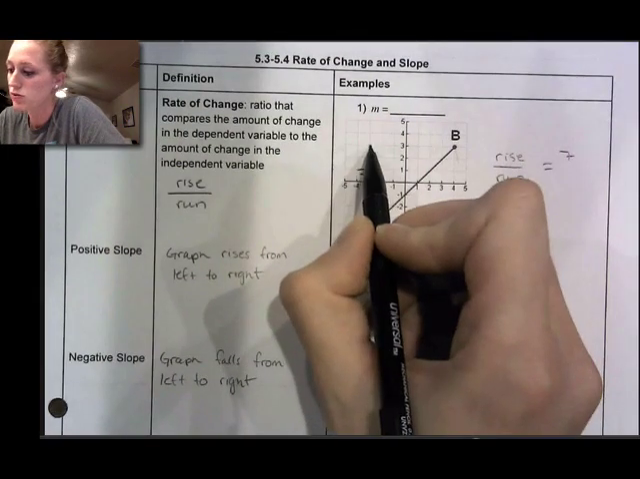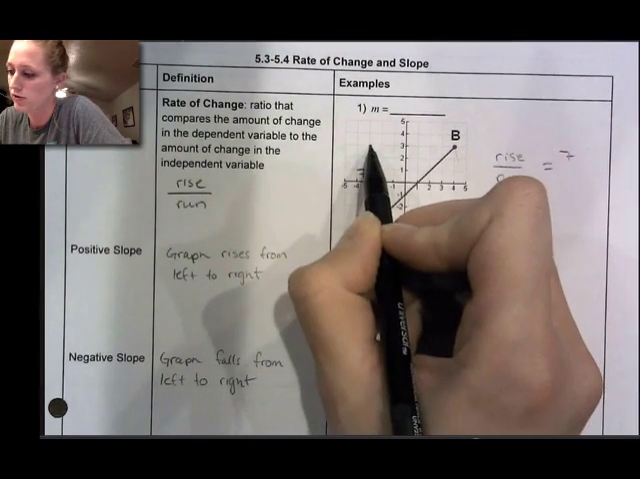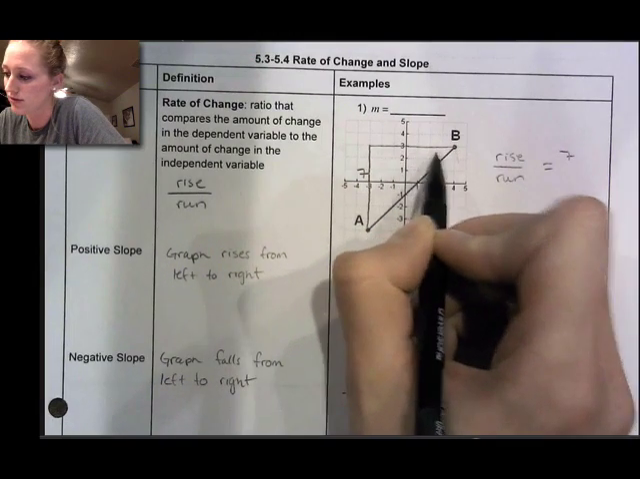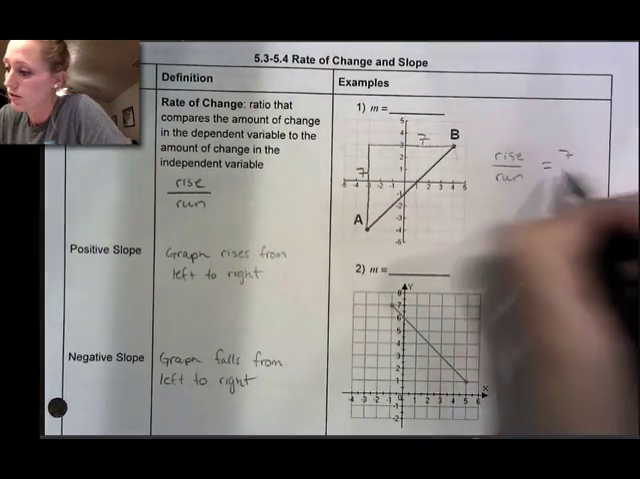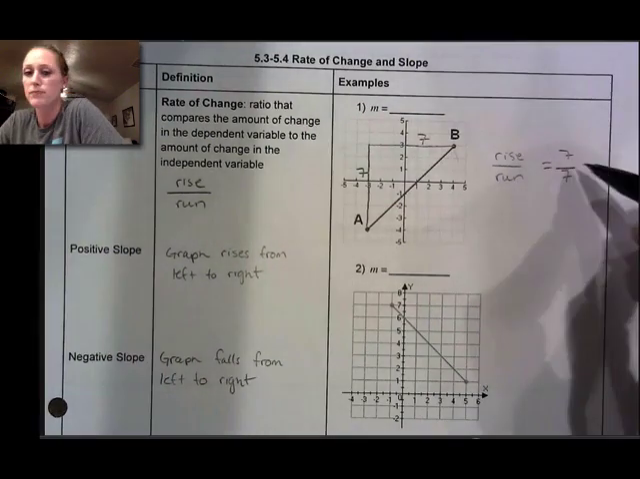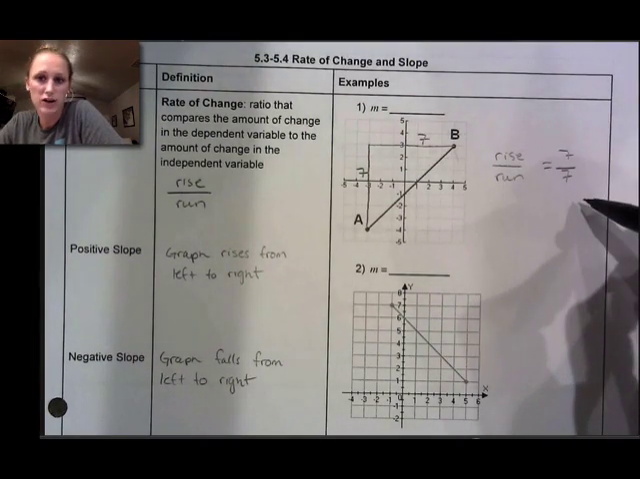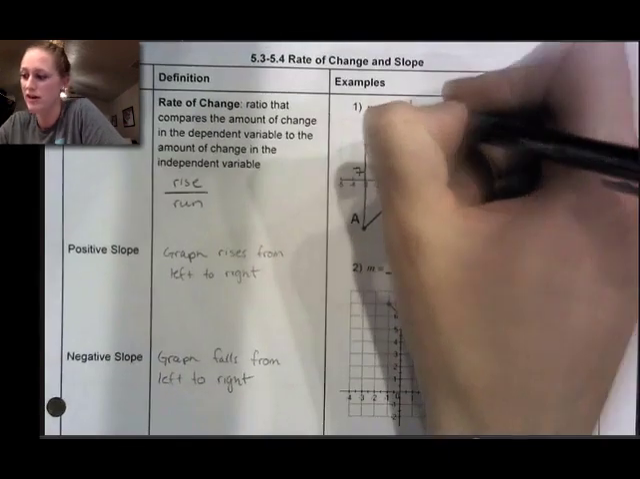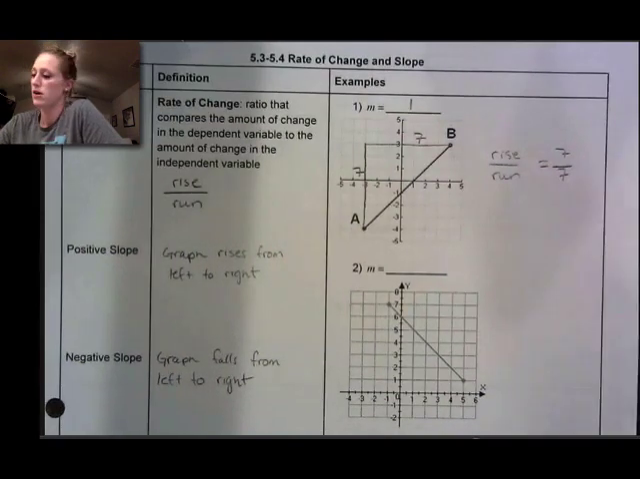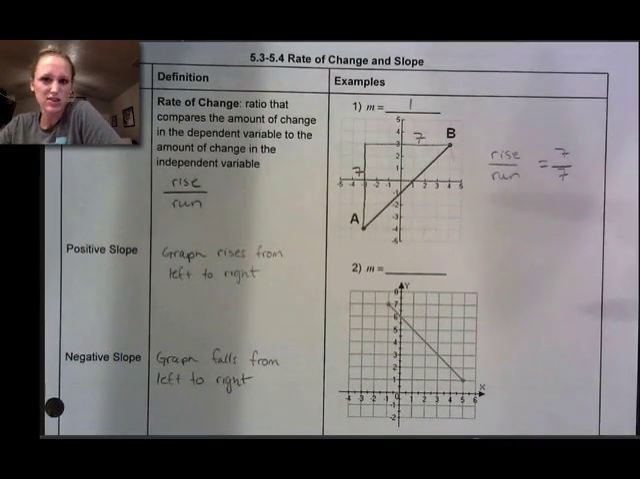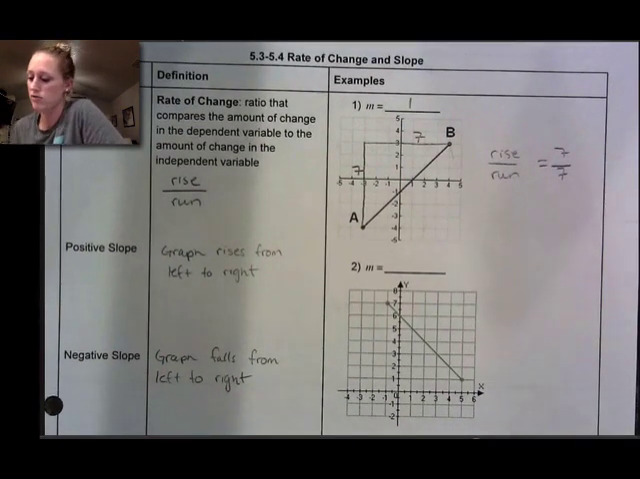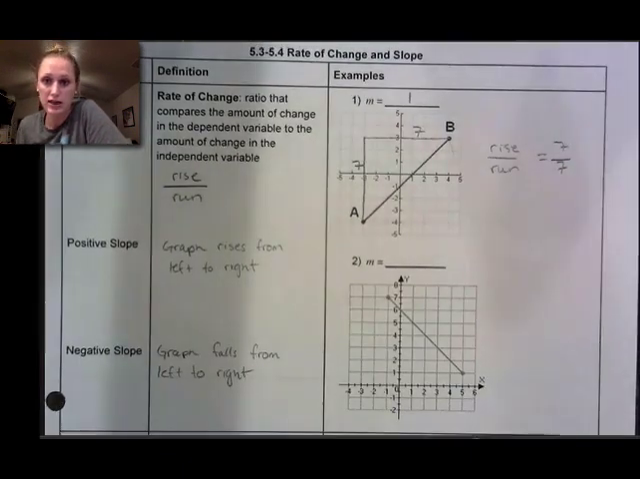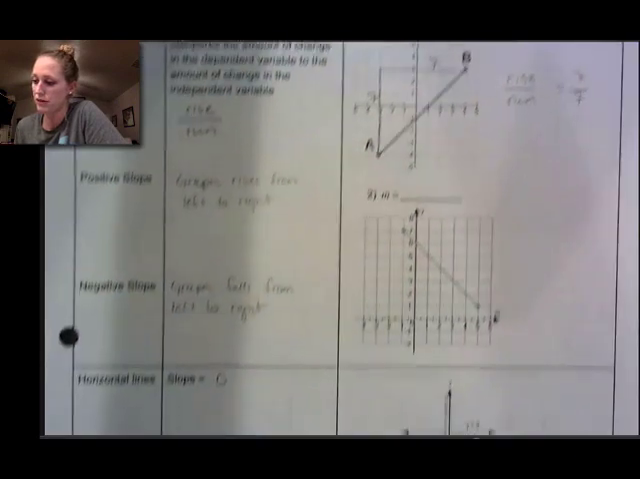Okay, so now I want to do the run, the horizontal change. So now I'm going to count how many spaces over to get to B. So I have to go 1, 2, 3, 4, 5, 6, 7. So my run is also 7. Now with slope, if we can reduce the fraction, we'll do that. So 7 divided by 7 is just 1. So the slope of this line is 1. You can leave it like this, that's still correct, but typically we'll reduce it if we can. And it's a positive 1 because, again, my line is increasing.